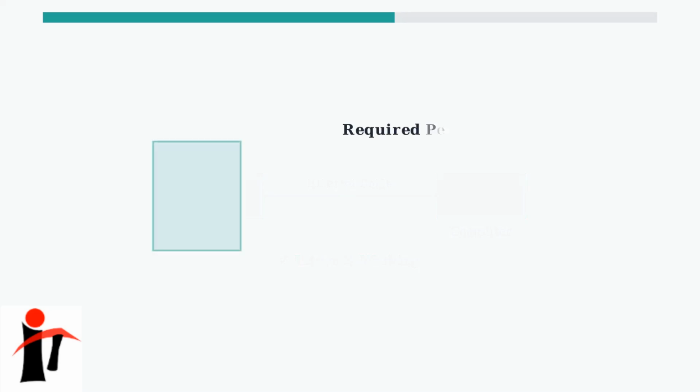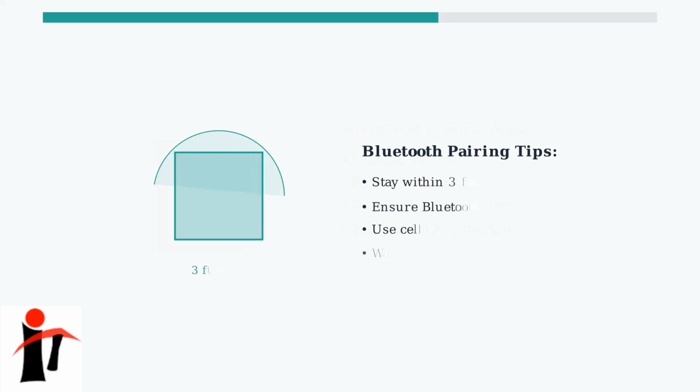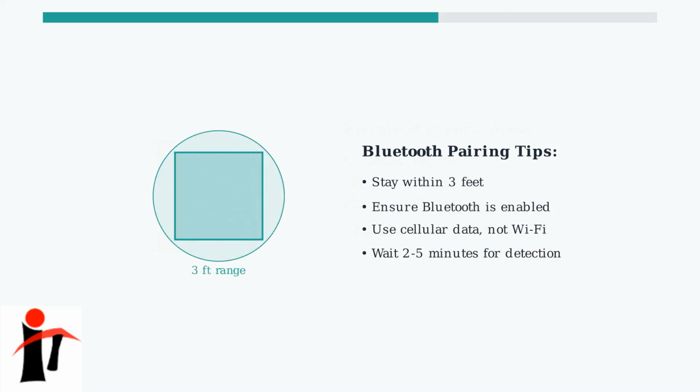In the Eero app, select Setup New Network and grant all requested permissions, including location, Bluetooth, and camera access. These permissions are essential for device discovery and setup. Scan the QR code on the back of your Eero device or manually enter the serial number. During Bluetooth pairing, maintain close proximity within 3 feet of the device for optimal connection.